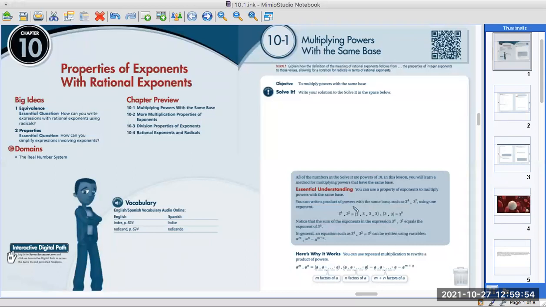Hello, everybody, and welcome to lesson 10, chapter 10-1. Lesson 1, we're skipping some chapters. You need to have the second textbook. This is on multiplying powers with the same base.